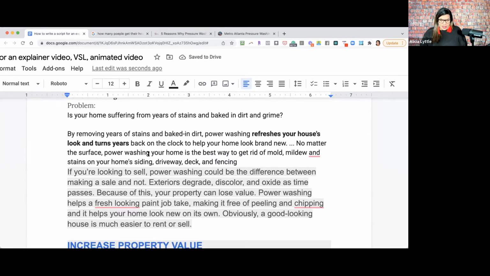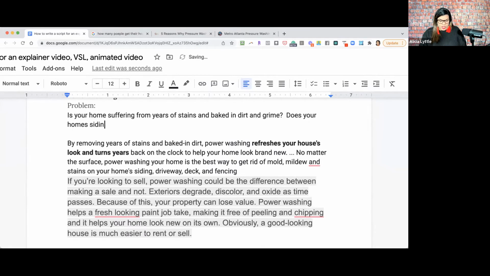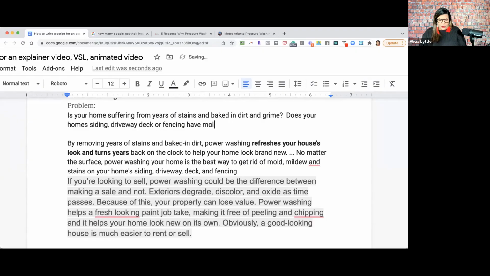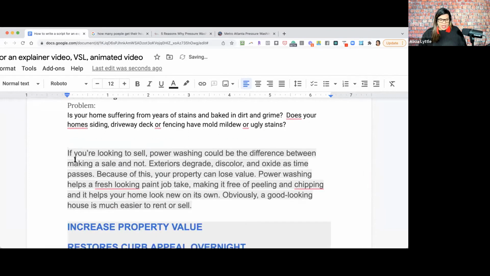Let's see. Does your home's siding, driveway, deck, or fencing have mold, mildew, or ugly stains? Right? So you can see I'm getting all of that from here. Now I'm going to delete that.